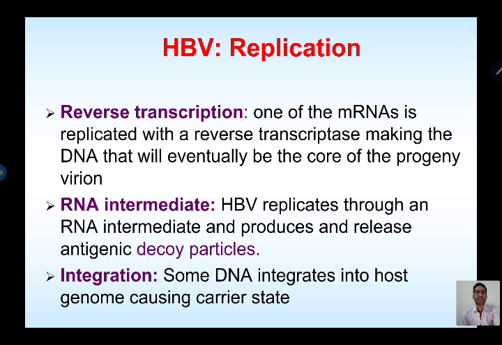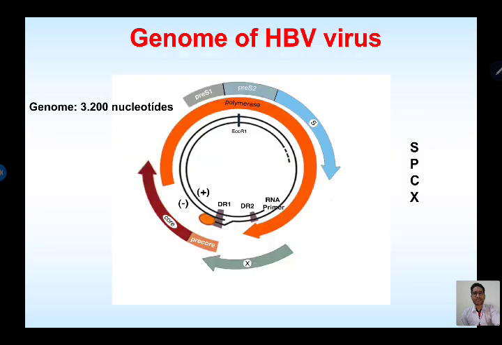Hepatitis B virus replication: reverse transcriptase. Messenger RNA is replicated with the reverse transcriptase, making the DNA that will eventually be the core of the progeny virion. The RNA intermediate of hepatitis B virus replicates and produces and releases antigenic decoy particles. Integration: some DNA integrates into the host genome, causing the carrier state.